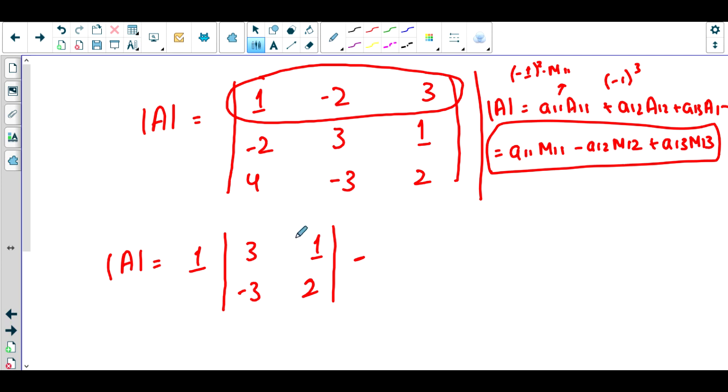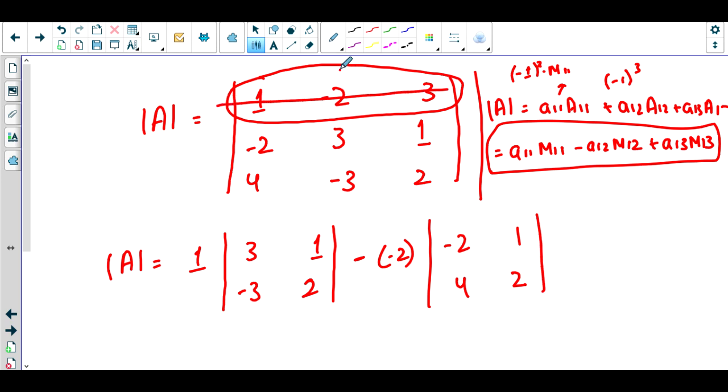In a 3 by 3 matrix, the middle one will be negative, like a12 in this case, so negative into negative 2. Now we want to find M12. M12 means first row, second column. Remove the first row and second column. We are left with minus 2, 1, 4 and 2. First row means this row, and second column this one gone, so what's left? Minus 2, 1, 4 and 2.